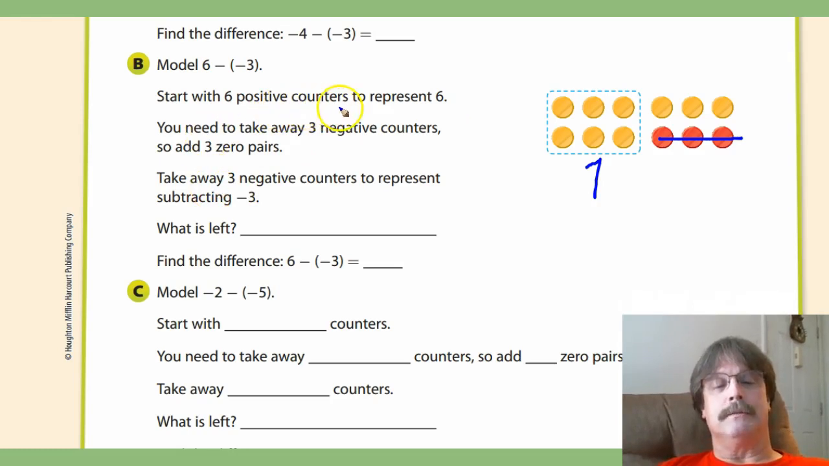So start with 6 positive counters. You need to take away 3 negative counters, so add the 3 zero pairs. Take away 3 negative counters to represent the subtracting of the negative 3, and what is left, we have 9 positive counters, so then our answer is 9. So go ahead and try C here and see what you come up with.